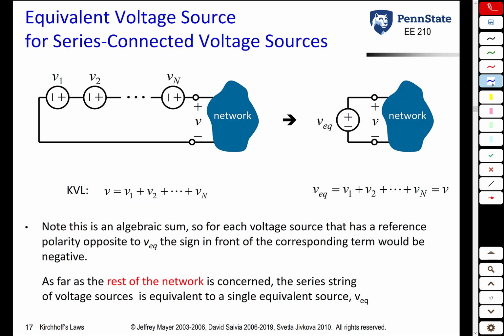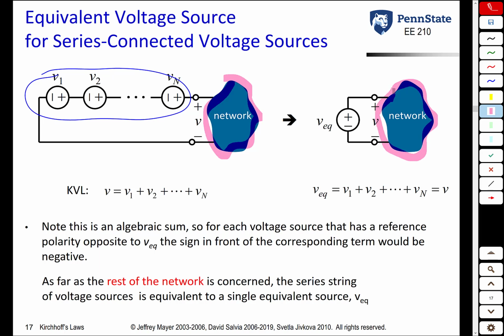So the simplest of these combinations is finding equivalent voltage sources when you have voltage sources connected in series. Suppose you have a whole bunch of voltage sources in series, so they share the same current, and they're connected up to part of a circuit. As far as the rest of the circuit is concerned, this blue blob, it does not know the difference between these individual voltage sources connected in series and an equivalent single source.